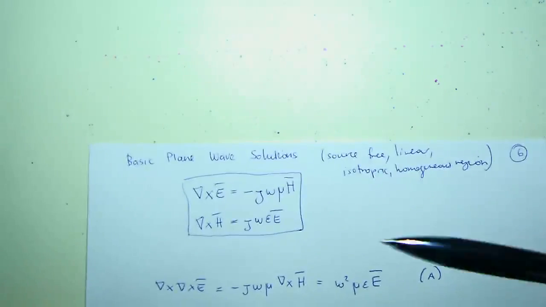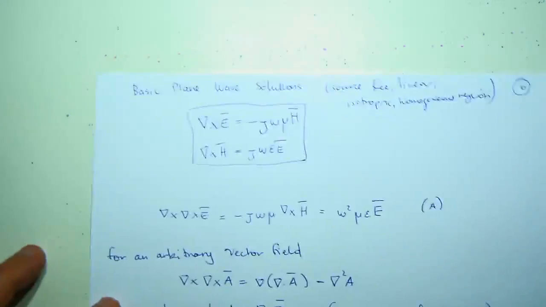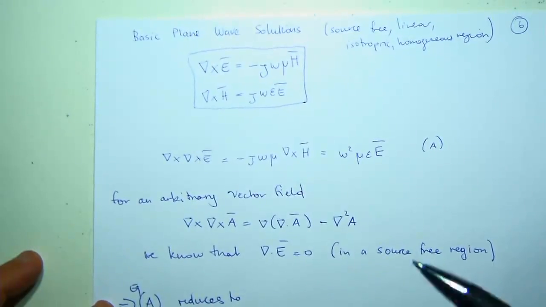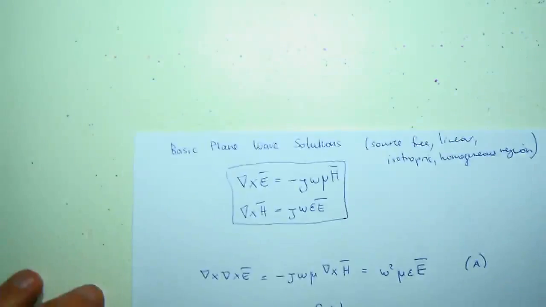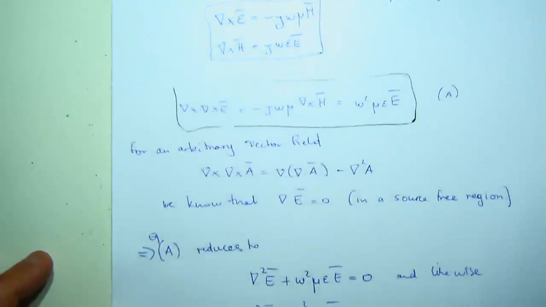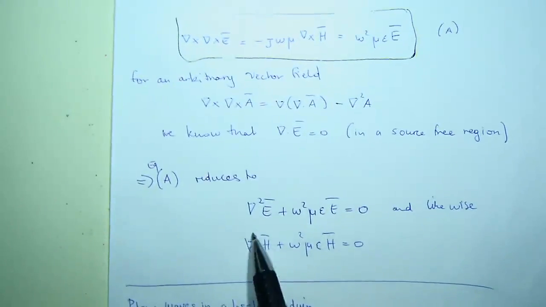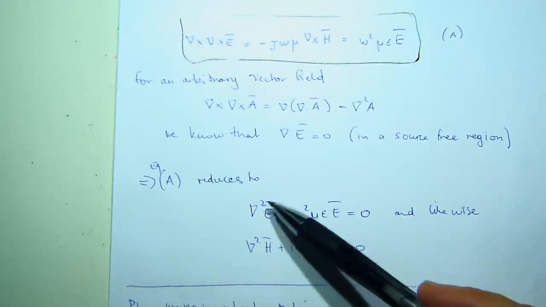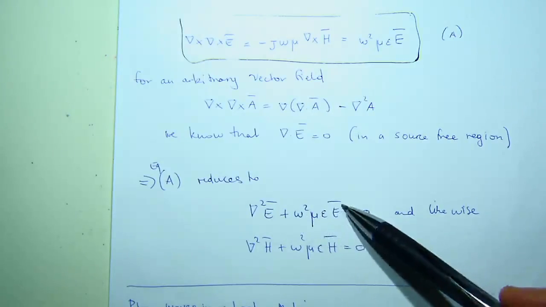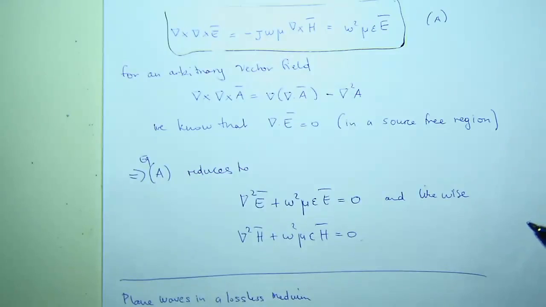And then what I do is I use the following property of vector fields, and what we do is we come up with essentially this equation, which is essentially the Helmholtz equation. So if you go through the mathematics, you have the gradient squared of the electric field plus omega squared mu epsilon E equals 0, right? And likewise you have the same for the magnetic field.